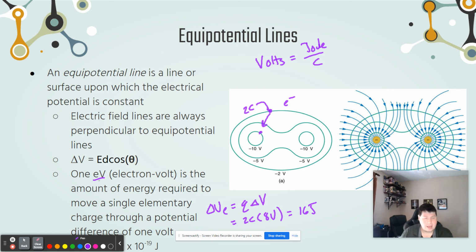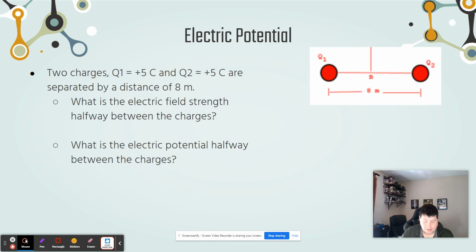So that is what an electron volt is, and it's kind of hidden here at the bottom of my slide, so I'll write it: 1 electron volt is defined as 1.6 times 10 to the minus 19th joules if you do the math out. Okay, let's take a look at a practice problem and then be done for the day.